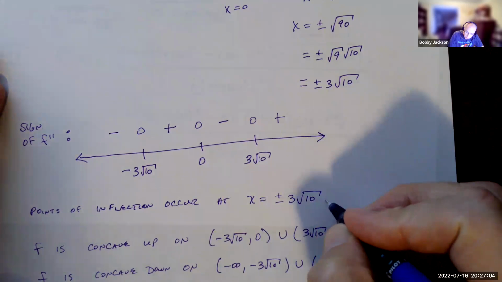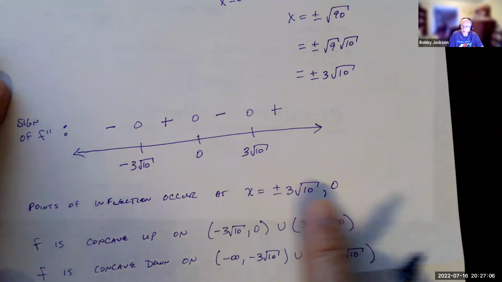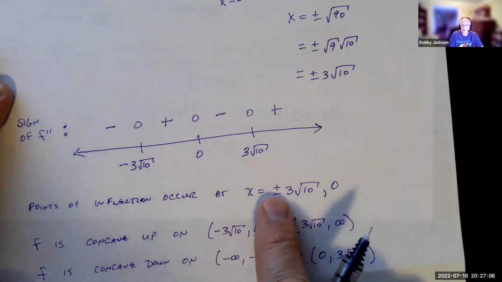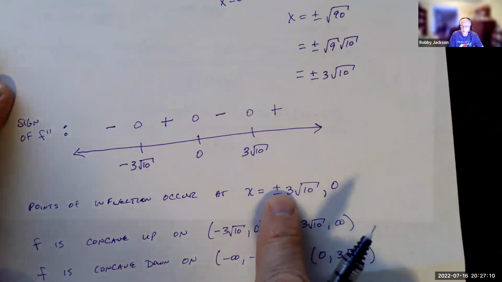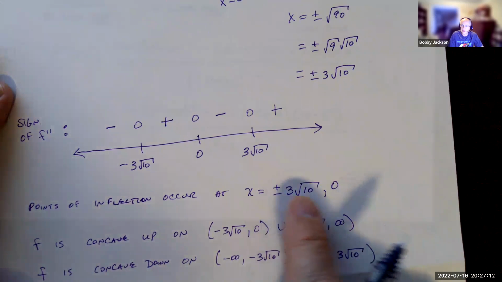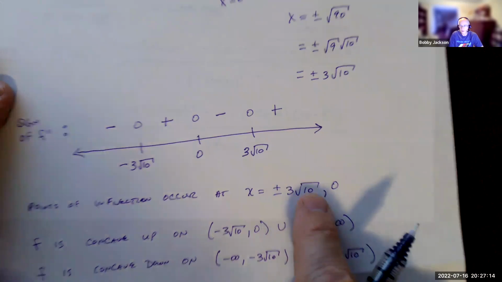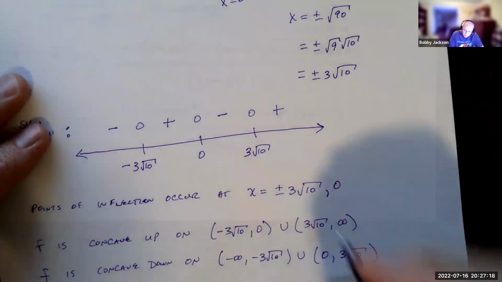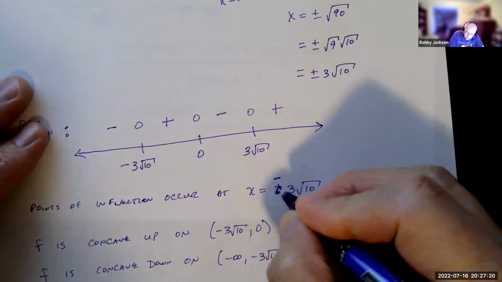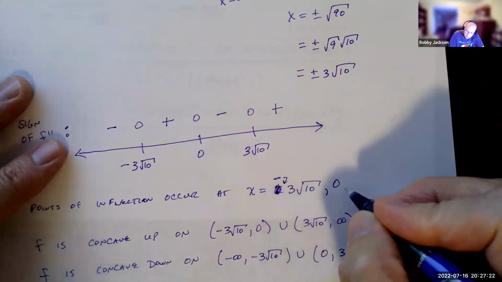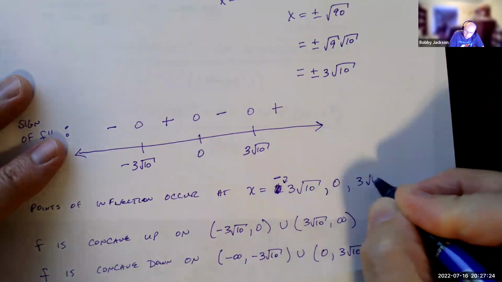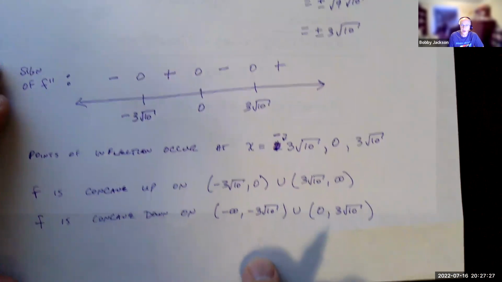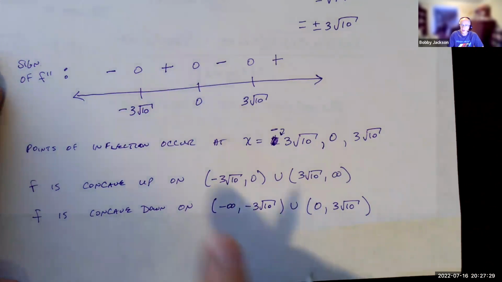Oops, I forgot to include 0. Okay, 0. I think in Achieve you have to list each one, so you can't do this plus or minus, but at any rate you have to list each one. So you list minus 3 square root of 10, 0, and 3 square root of 10. Let's just do it that way. So put a negative there, and then 3 square root of 10. Those would be the 3 locations for any points of inflection.